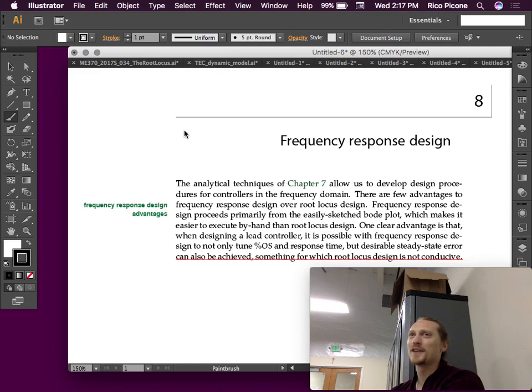So controller design is really an open thing. You can do whatever you want. It isn't like you have to do it a certain way. But I like root locus better. So I'm just going to do this and look ahead.